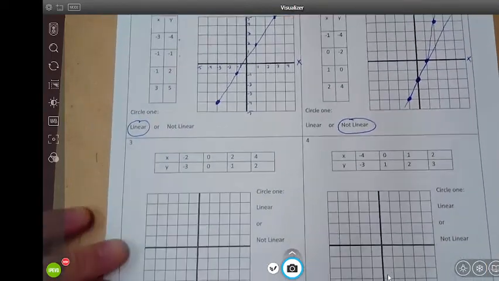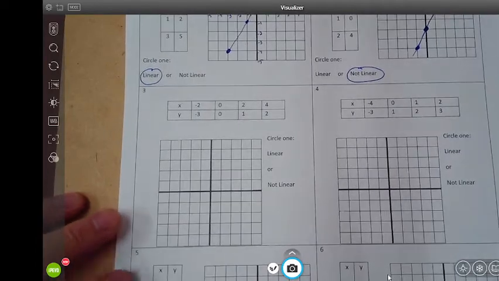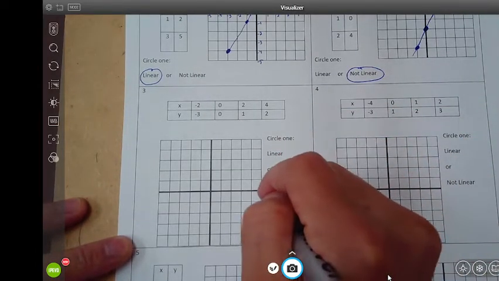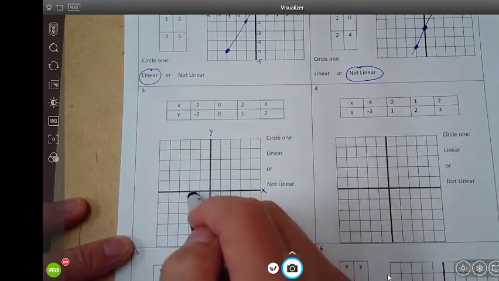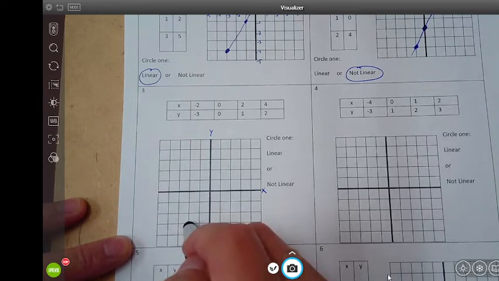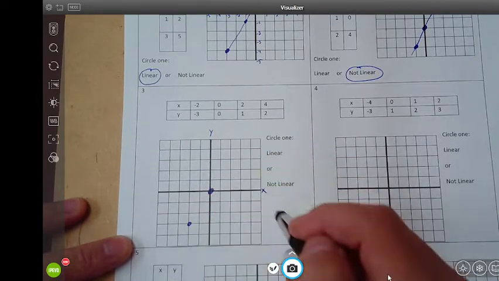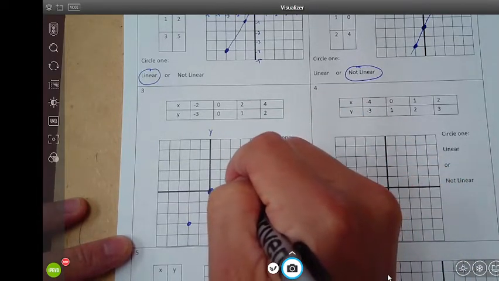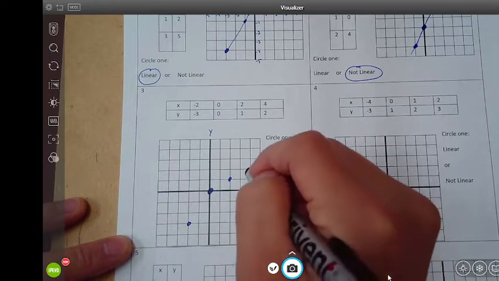Okay, number 3. Let's do a couple more. Then I'm going to point out one other thing to you. So these horizontal tables, same idea. Here's your x and here's your y. First one, x is -2, y is -3, down here. Then we have one at 0, 0. Then x is 2, y is 1. And then x is 4 and y is 2.